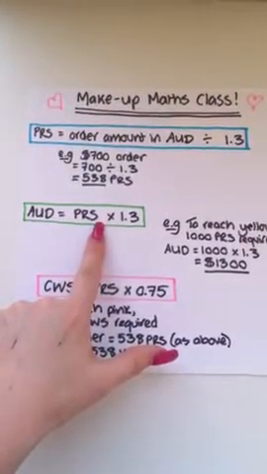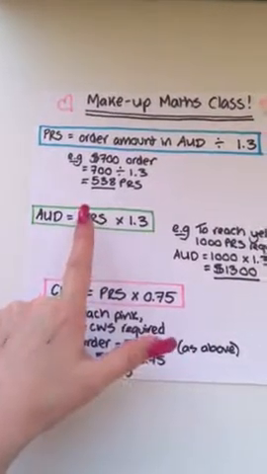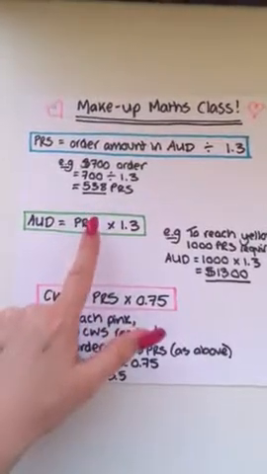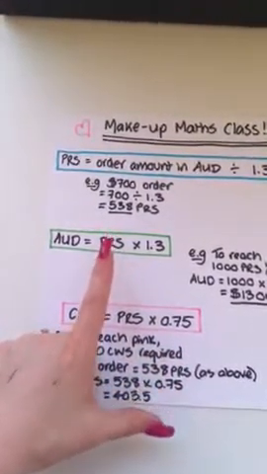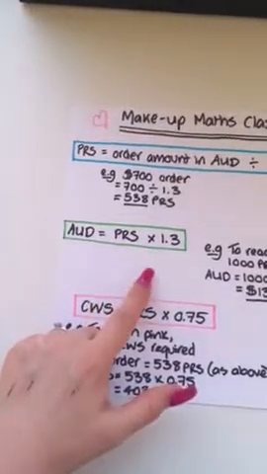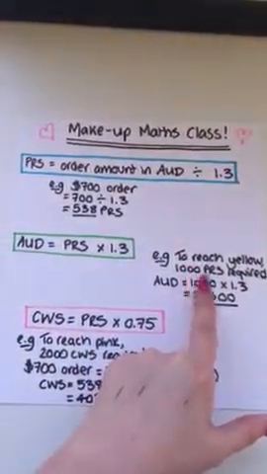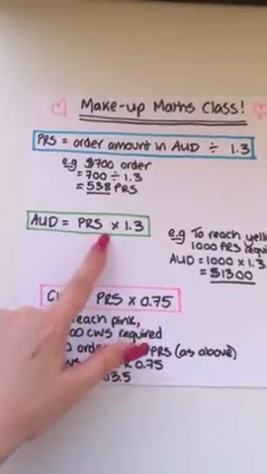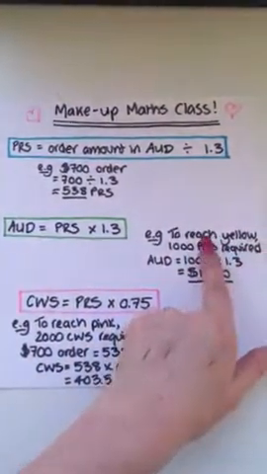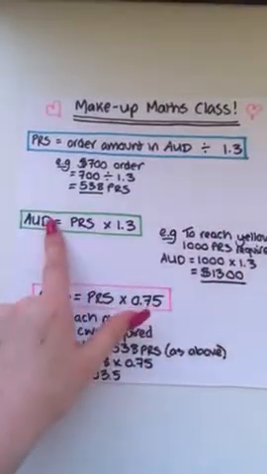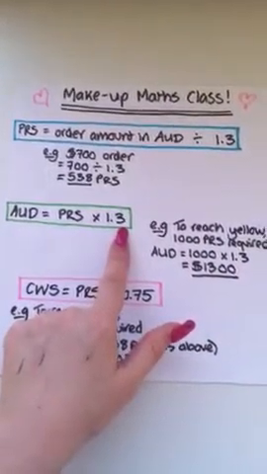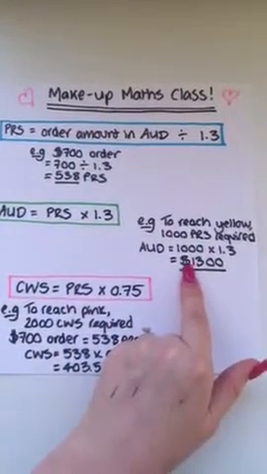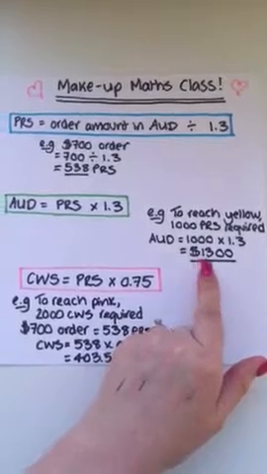If you're looking at what you need for your promotion this month, say it's the start of the month, you're a new presenter, and you want to go for yellow promotion within your first month. To reach yellow you need 1000 PRS. So to work out what that is in Australian dollars, you take the PRS required. If you're going for yellow and you need 1000 PRS, you do PRS times 1.3, and that equals 1,300 in Australian dollars.